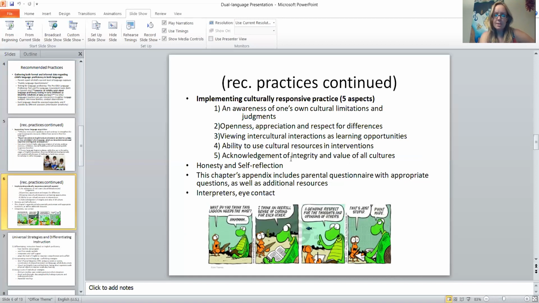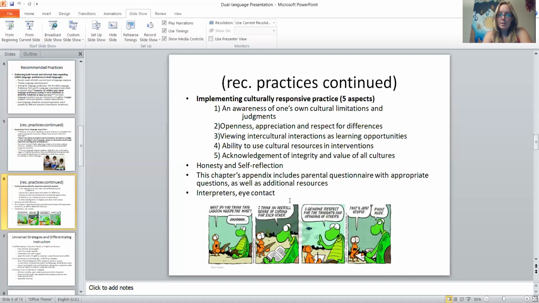The fourth one they mention is the ability to use cultural resources and interventions. So whether that's bilingual staff, whether that's people from the community, different languages and books, things like this, all kinds. There's so many different cultural resources available to us as teachers. Acknowledgement of integrity and value of all cultures is the fifth. And so basically what this boils down to is a lot of honesty and self-reflection.